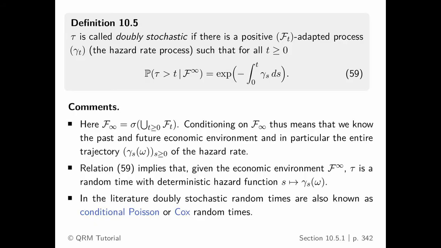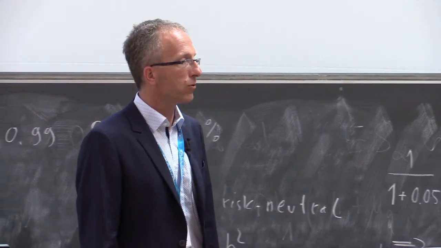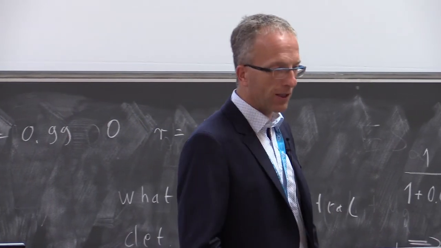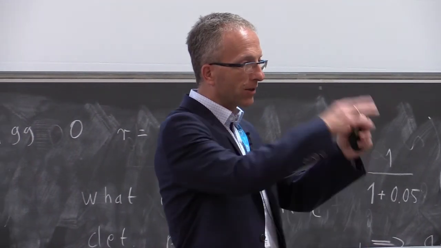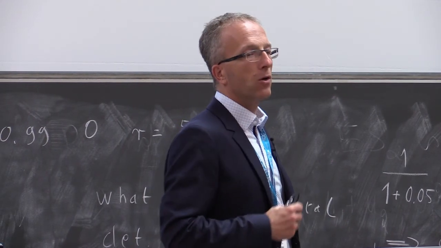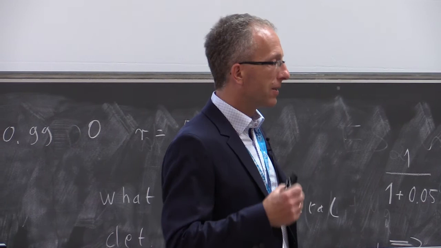Good. The doubly stochastic random time, the idea is simple. It's a two-step process. People in probability like to draw from urns if they want to visualize their models. So to generate a doubly stochastic random time, we have to sort of draw two times. In the first draw, we draw a realization of the economic environment, or of the trajectory of the background process. And given that process, we then consider this as given.